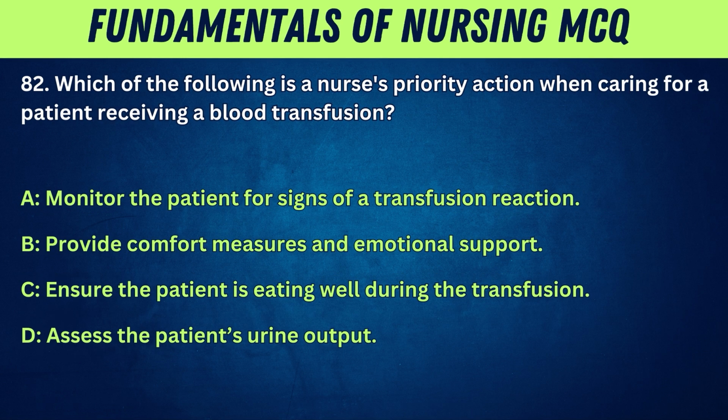82. Which of the following is a nurse's priority action when caring for a patient receiving a blood transfusion? A. Monitor the patient for signs of a transfusion reaction. B. Provide comfort measures and emotional support. C. Ensure the patient is eating well during the transfusion. D. Assess the patient's urine output.